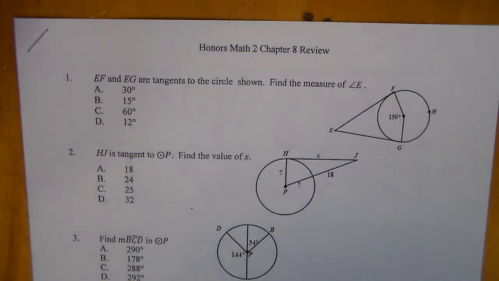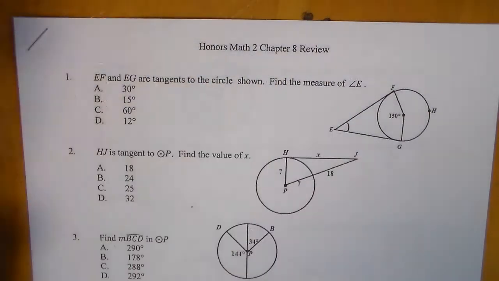We are looking at the Honors Math 2 Chapter 8 or Unit 8 review dealing with circles. So we start with our first question. EF and EG are tangents to the circle. We need to find the measure of angle E. So angle E is right here.